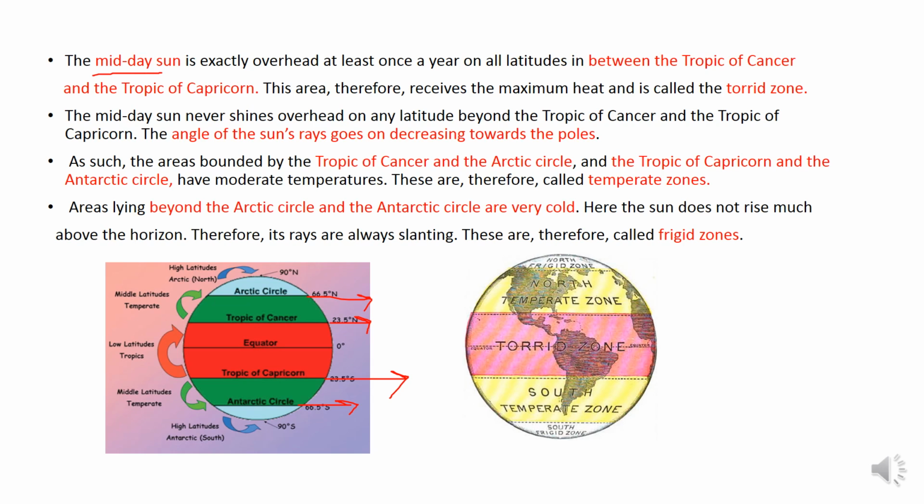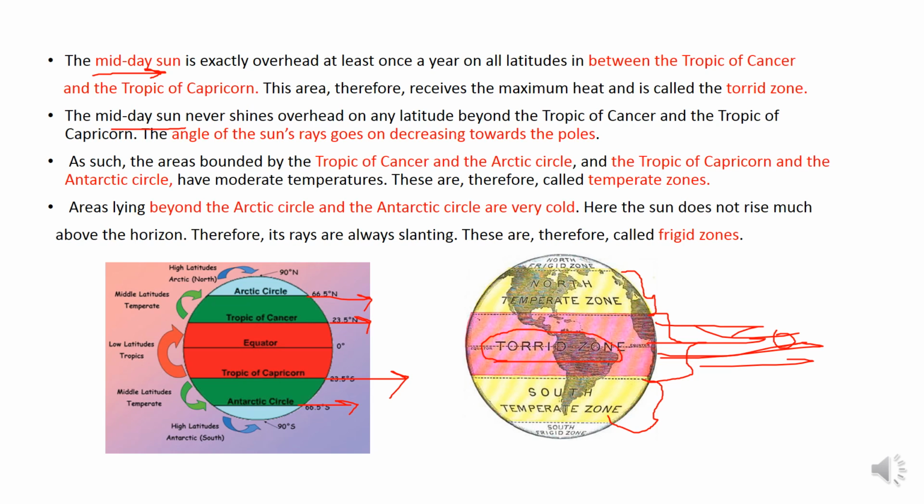The midday sun is exactly overhead at least once a year on all latitudes in between the Tropic of Cancer and Tropic of Capricorn. This area between the Tropic of Cancer and Tropic of Capricorn receives maximum heat. This zone is called the torrid zone. The midday sun never shines overhead on any latitude beyond the Tropic of Cancer and Tropic of Capricorn.